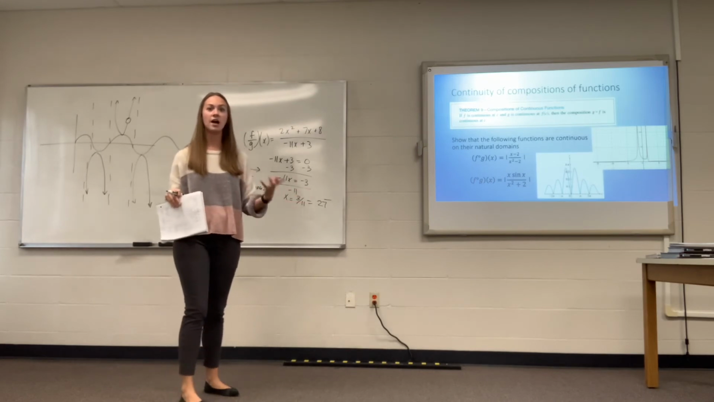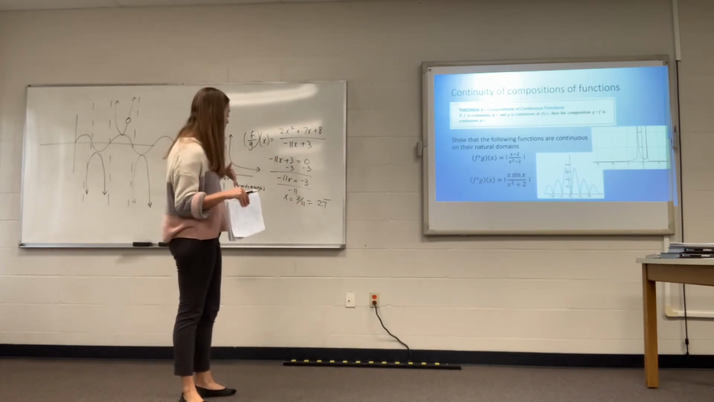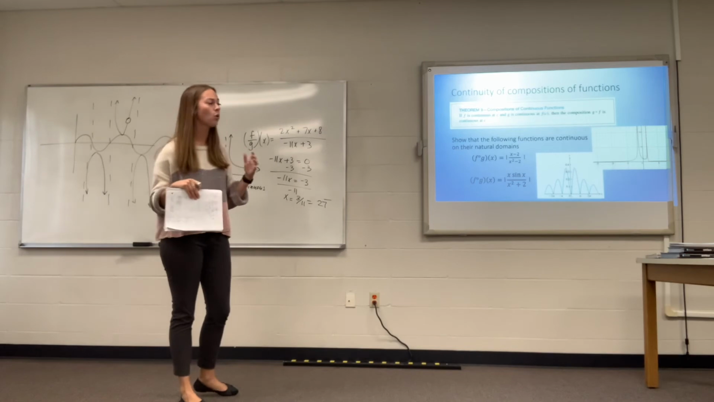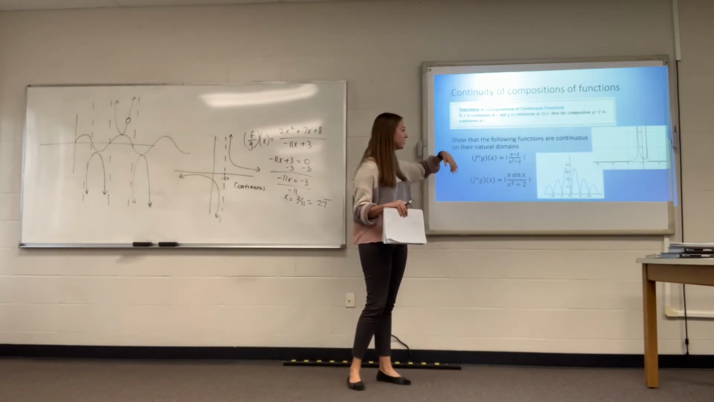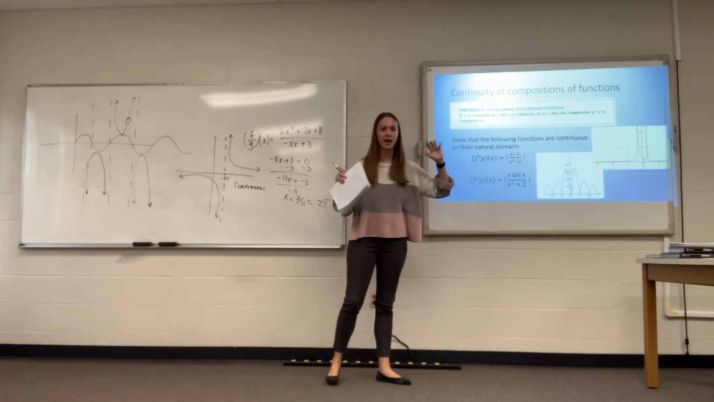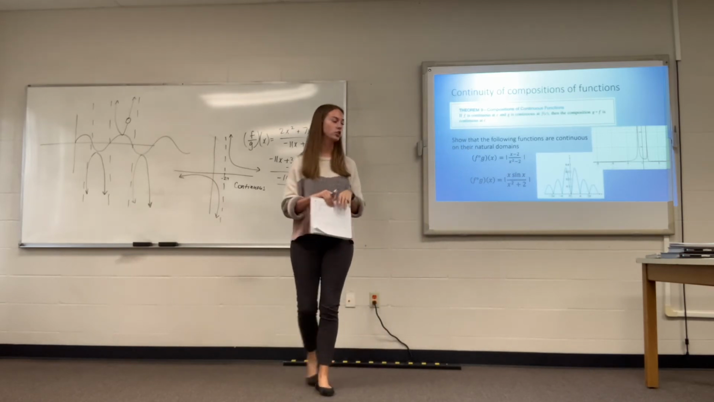So if it's not natural, if you add some sort of asymptote or add some sort of hole or something like that, then it would not be continuous. But it's continuous if it's over its natural domain, if it looks like what it should look like.